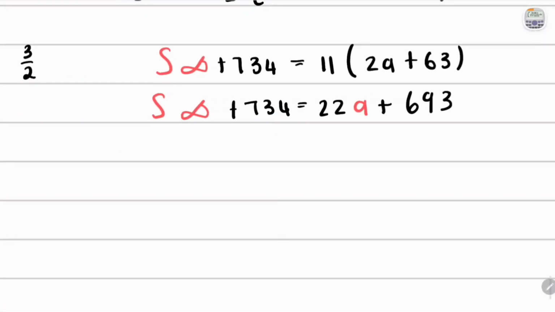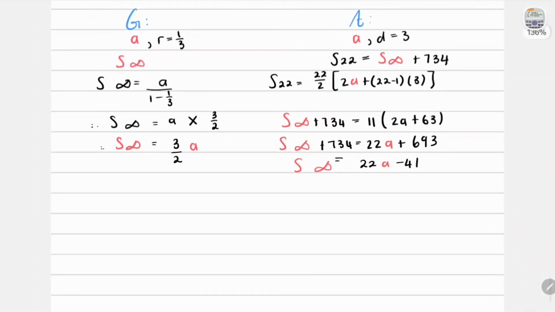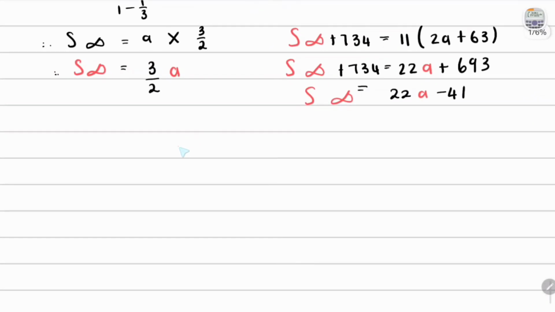So take 734 over, meaning the sum to infinity is equal to 22a, and what is 693 minus that? Just say 734 minus 693, and you know this will be negative. So that will be negative 41. So minus 41. And now we have the sum to infinity and the sum to infinity, which represent the same thing. So we're going to equate them. Sum to infinity is equal to the sum to infinity.